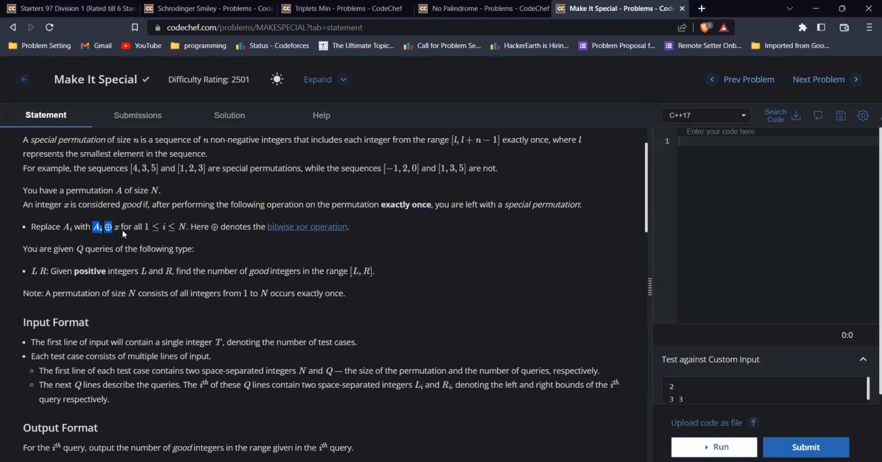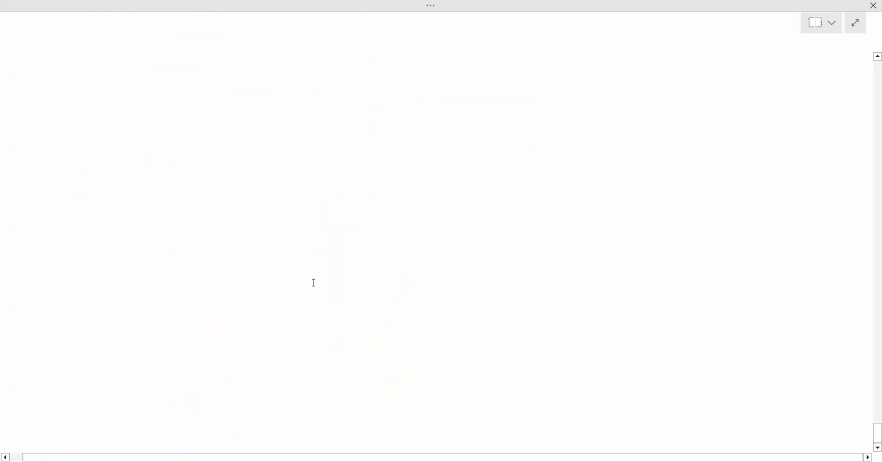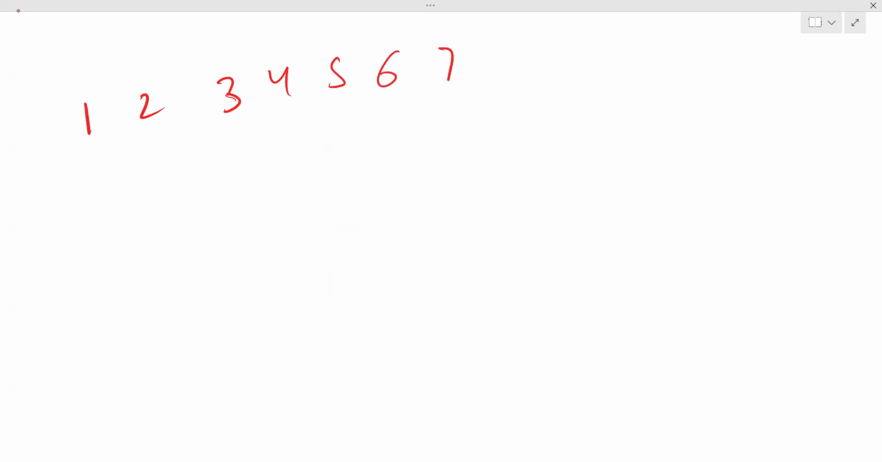integer if after doing these XOR operations, my final, like initially I had a permutation of 1 to n of size n, afterwards I'll have a special permutation. So what we need is, initially I had something like 1, 2, 3, 4, 5, 6, 7, 8. Let's say I had a permutation of size 8, and my L is 5. And okay, let's take the example input only.